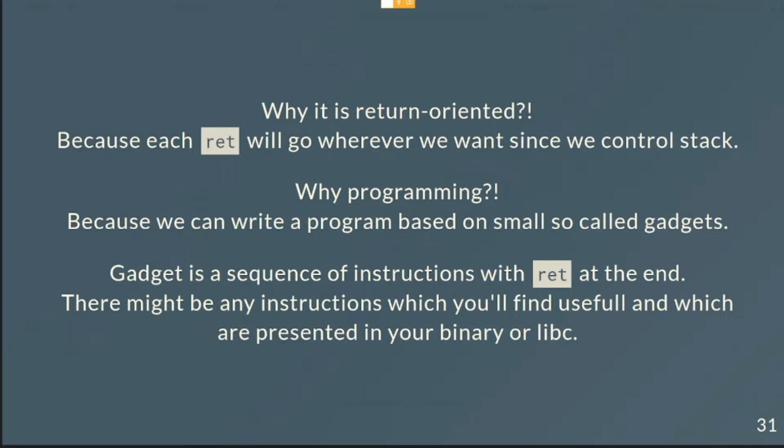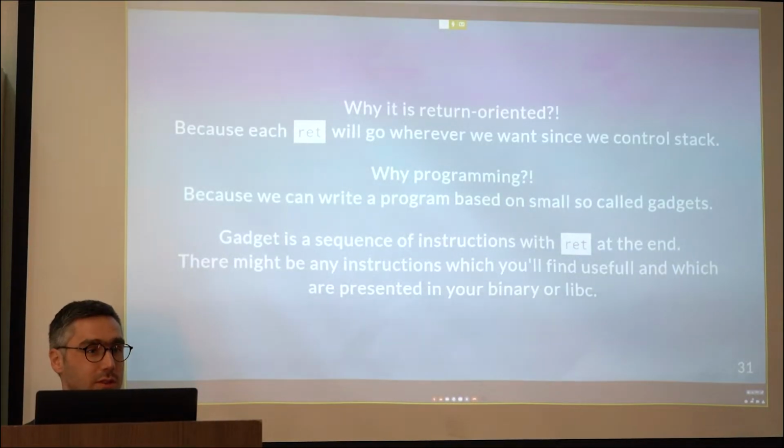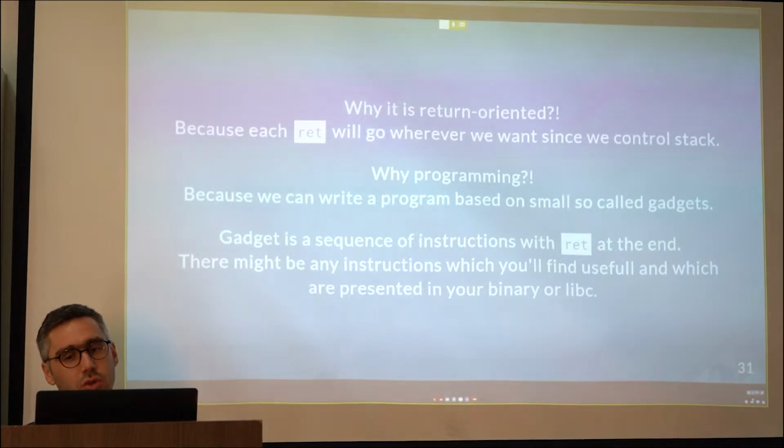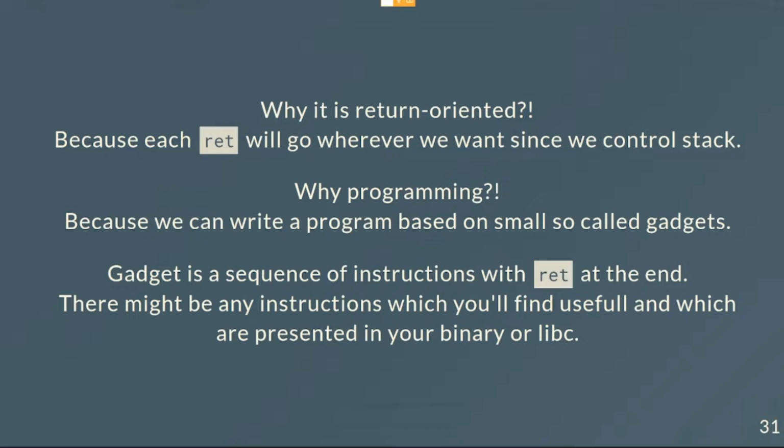Let me try to explain in my own words why it's return-oriented: each ret instruction will go wherever we want, since we control the stack. We can put an address, and return will bring us to this address. Why programming? Because by such small jumps, we can run whatever we want. We call these gadgets. A gadget is a sequence of instructions with a ret at the end. There might be any instructions which you find useful in your binary, or in libc, also a binary.